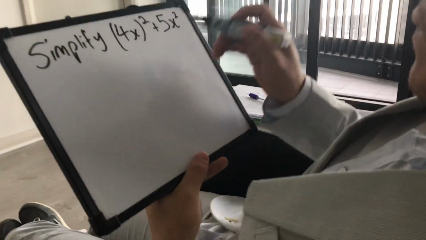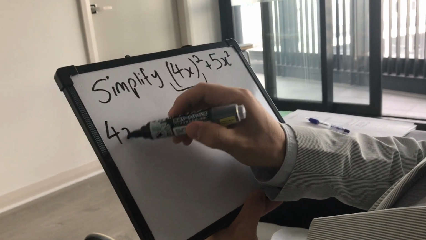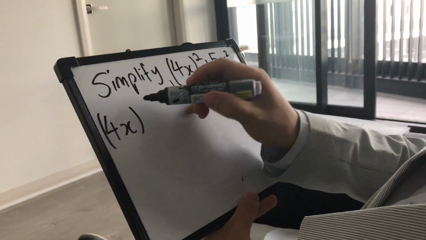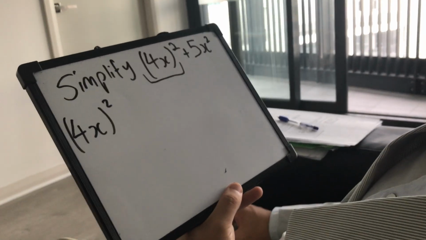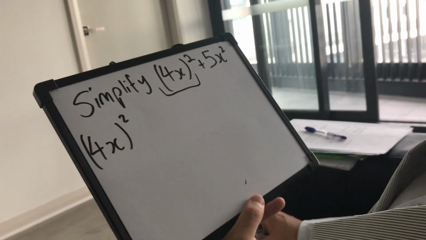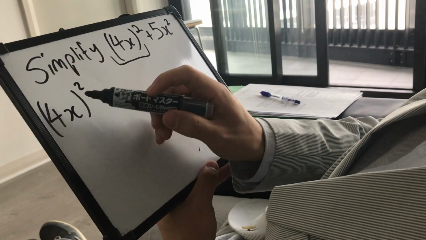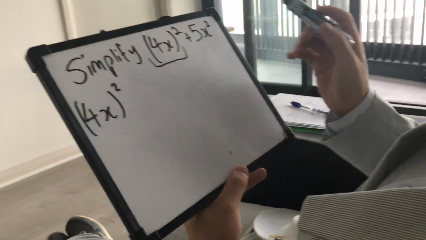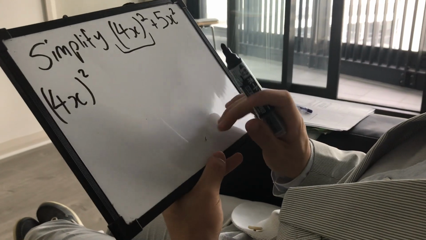Okay, so let's focus on this (4x) squared for a second. I feel like this is something that really needs to be understood as opposed to just applying the rule. The problem is when you learn it and just apply the rule, you square the 4 and you square the x, so you get 16x squared. And that's all very good, especially when you remember the rule.